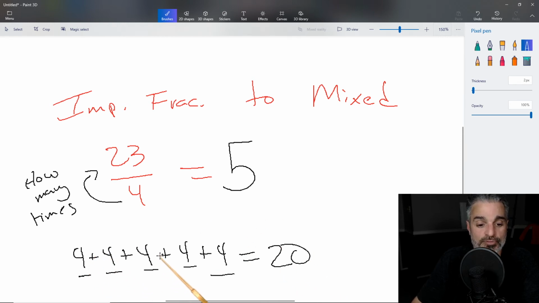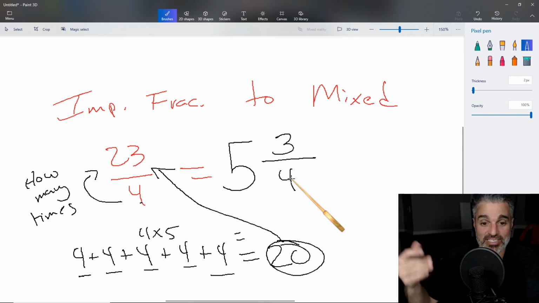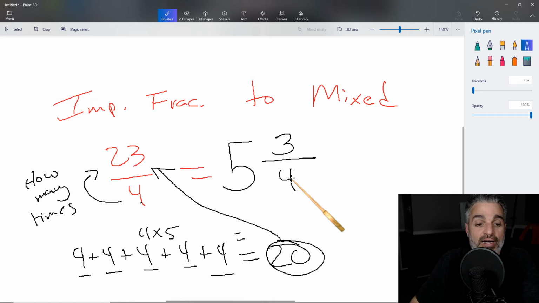4 plus 4 plus 4 plus 4 plus 4 is the same as 4 times 5, which is 20. And how much more do I need to go from 20 to 23? Well, I need 3 more. So that 3 is my numerator, and then the denominator stays the same, 3/4. And that's how we started the previous example. 5 and 3/4 equals 23 quarters.